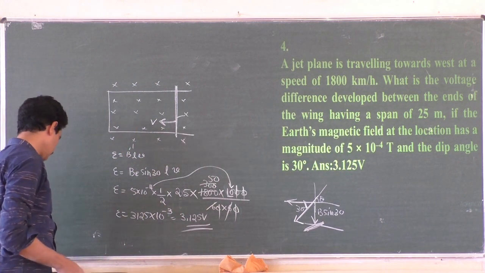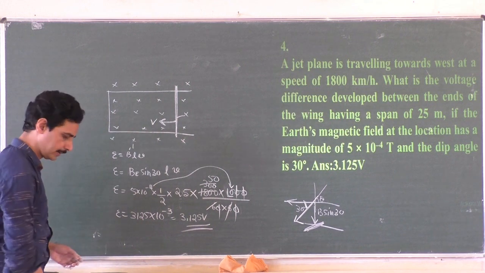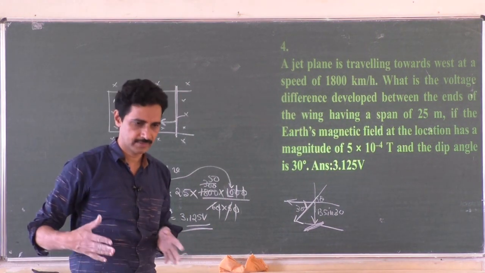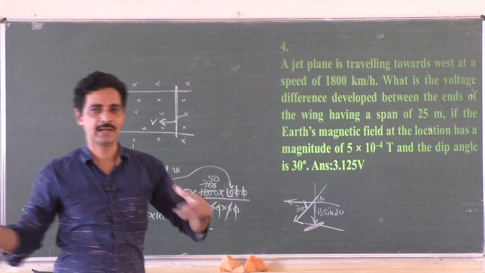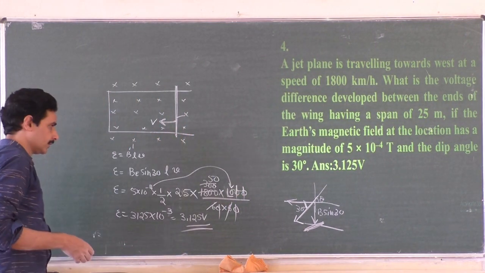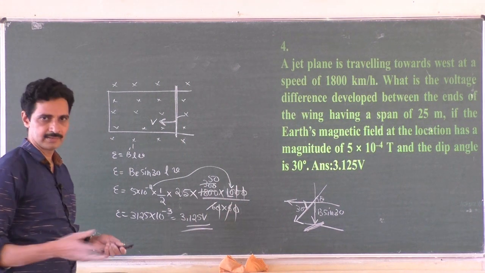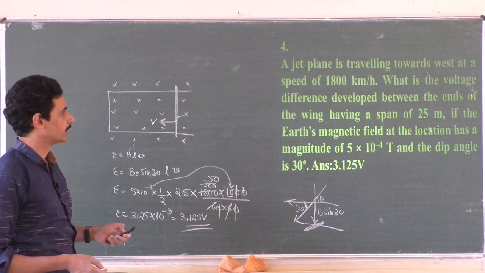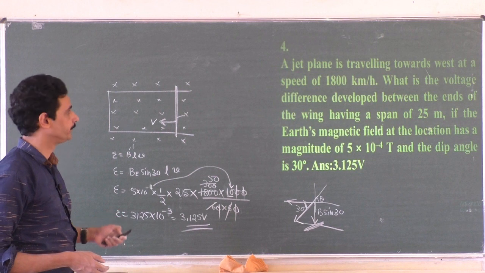Yeah. So you can apply this problem even to a vehicle moving on the surface of the Earth. Its axle will cut the magnetic field lines, so that will also induce an EMF in the vehicle. A train moving on a track will induce EMF because it can be taken as a conductor.